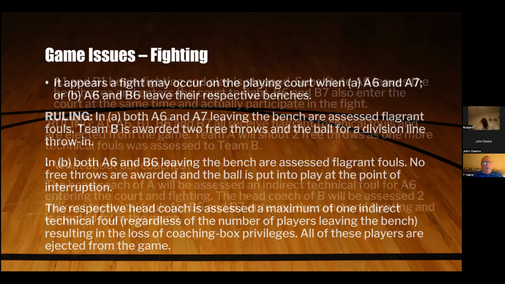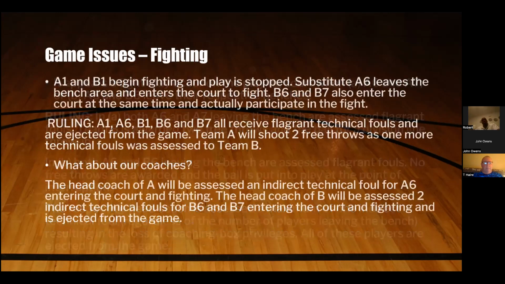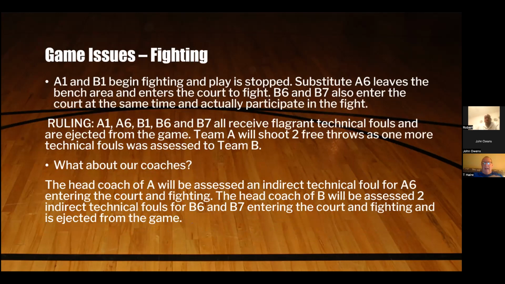Okay, going to the next one. This time we actually have a fight. B1 and A1 begin fighting. Play stops. A6 comes into the bench area and enters the court to fight. B6 and B7 also enter the court at the same time and actually participate in the fight. So we're going to read this so I don't screw it up.